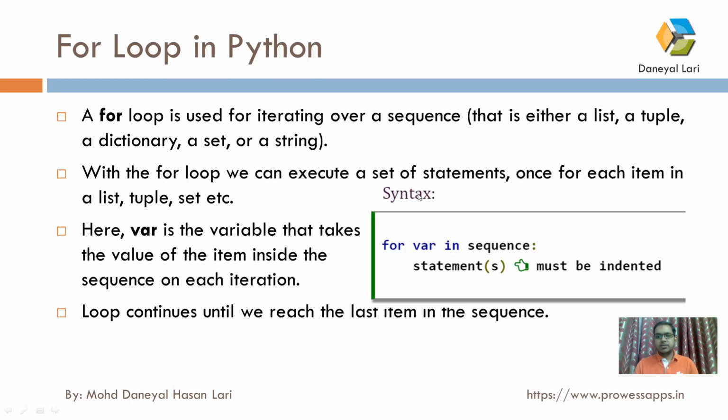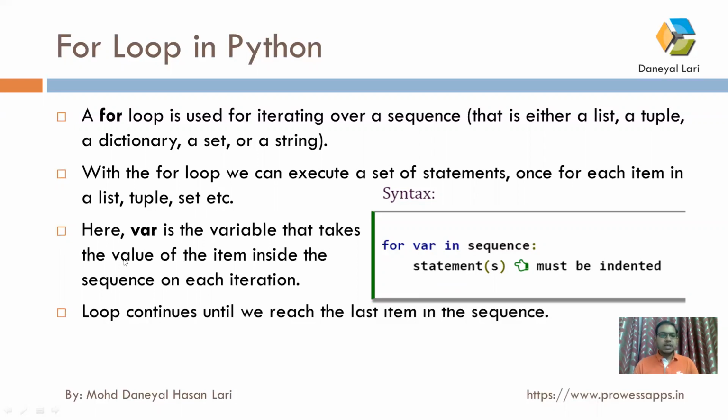Let's see what the syntax is. The syntax is, first of all, you write for. After that, you write a variable name. This can be any valid identifier name, like var, or a, b, c, i, j. After that, you write in. As we know, in is an operator, so you have to write in as it is. After that, you pass the sequence name, and don't forget to put the colon after this statement. When we put the colon, all the statements that we want to be part of this for loop must be indented. So the statements you will write under this for loop.